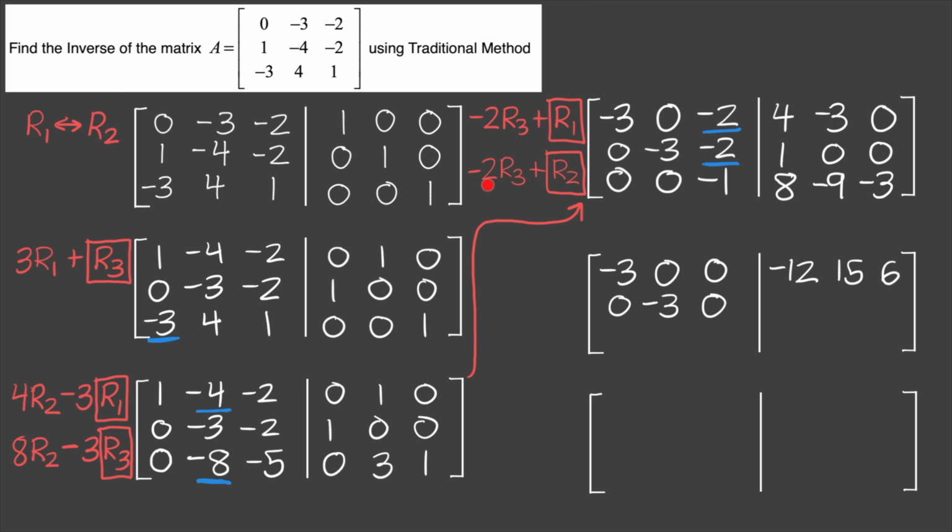And then next, negative 2 times 8 is negative 16 plus 1, which gives us negative 15. And then negative 2 times negative 9 is 18 plus 0, which is 18. All right, and then negative 2 times negative 3 is 6 plus 0, which is 6. All right, so now we just rewrite the bottom row. That one's not going to change at all. So 0, 0, negative 1, 8, negative 9, and negative 3.